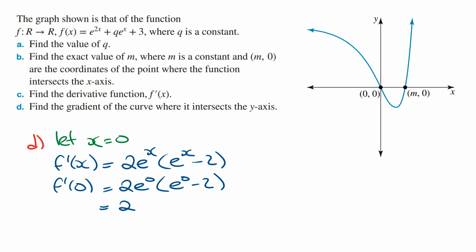And so this is going to be 2 times (1 minus 2), which is going to be minus 2. And so the gradient of the curve is going to be minus 2 when it intersects the y-axis. And that's it for these questions.